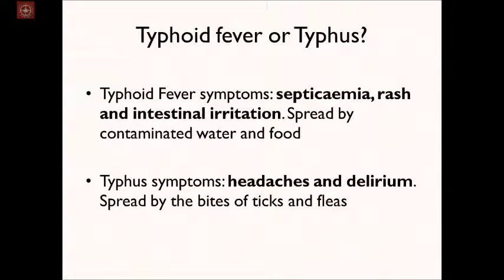Now, for example, typhoid fever and typhus, same thing? Sounds similar, doesn't it? Not the same thing. It's all very, very different. Typhoid fever, the symptoms include septicemia, a rash, and intestinal irritation. And it's spread by contaminated water and food. But if your ancestor died from typhus, the symptoms, by contrast, are headaches and delirium. And it's spread by the bites of ticks and fleas.